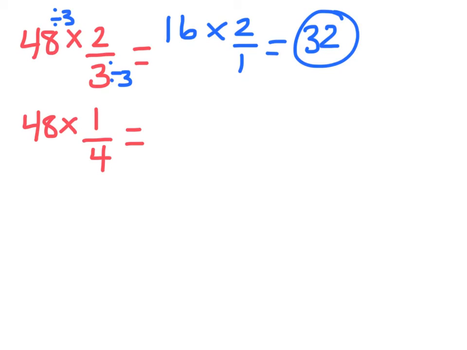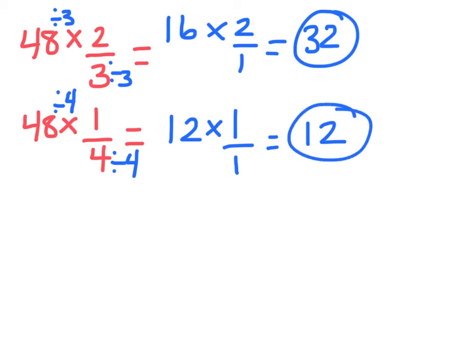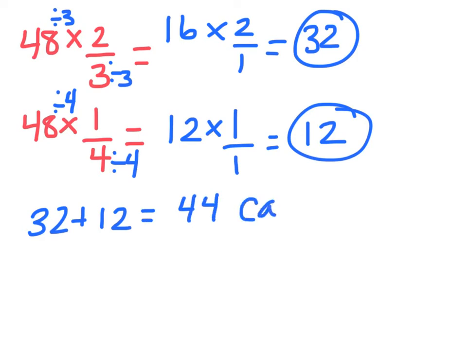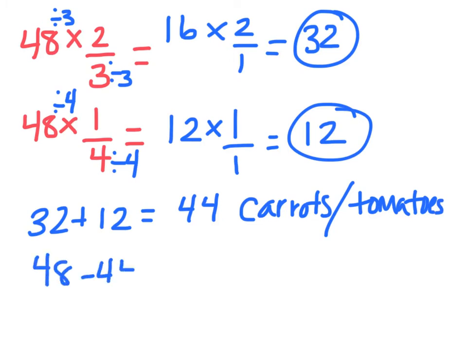Next, 48 times 1/4, both 48 and 4 are divisible by 4. So let's see, we have 12 times 1 over 1, or just plain 12. So we have 32 plus 12 plants equaling 44 plants that are either carrots or tomatoes. So if we want to know what's left over, we'll take 48 minus 44, giving us the 4 plants that are pumpkins.